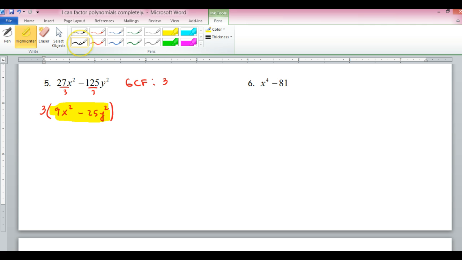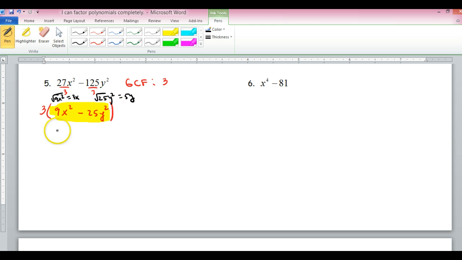is that polynomial factorable? Well, is 9 a perfect square? Yes. Is x squared a perfect square? Yes. Is 25? Yes. Is y squared? Yes. Are these linked by subtraction? Yes. This is a difference of two squares. So the square root of 9x squared is going to be 3x. The square root of 25y squared is going to be 5y.